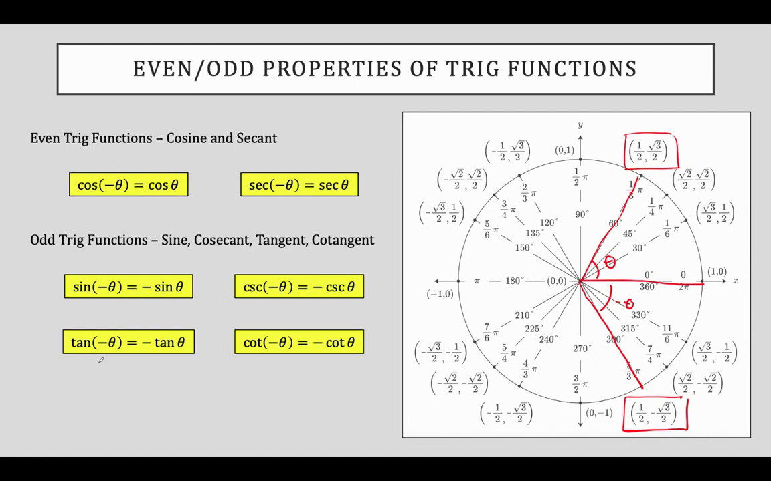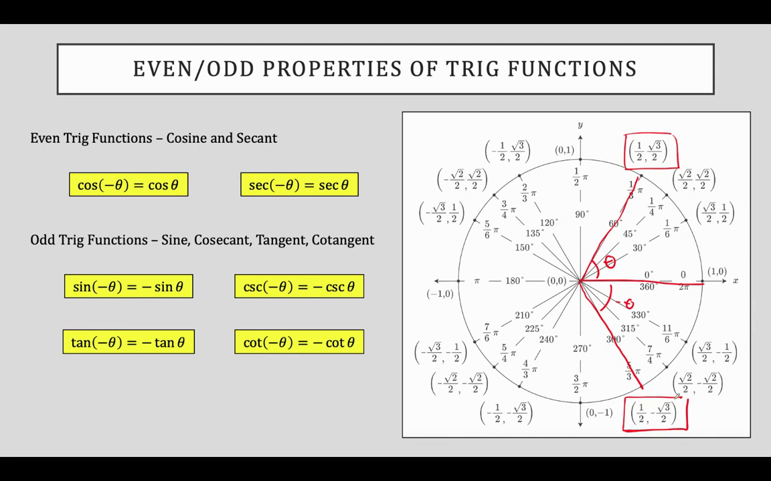Tangent, we find by taking the ratio of the y-coordinate to the x-coordinate. Well, notice in this case, I have a positive divided by a positive, which gives us a positive for the tangent of positive theta. And for negative theta, I would have a negative divided by a positive, which would be a negative, right?